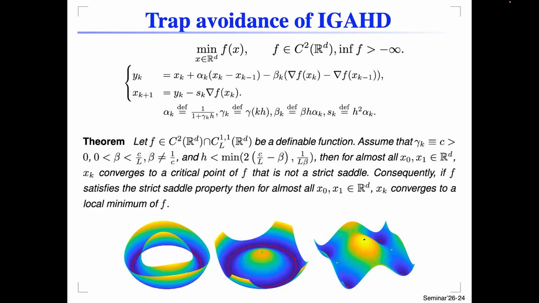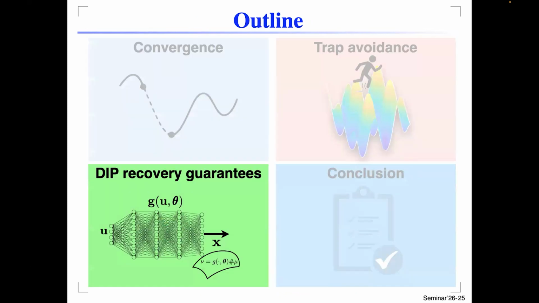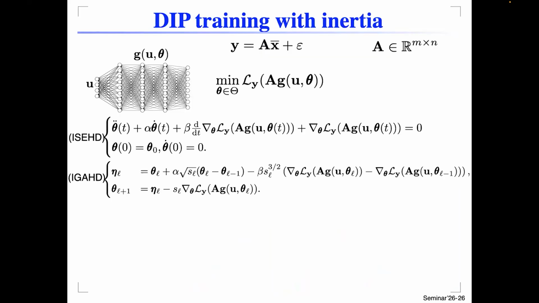So I don't know if you know this type of functions. Are there people familiar with phase retrieval? So phase retrieval is reconstructing an object only from the magnitude of its Fourier transform. Okay, so this is very popular in physics, for instance, and typically this is the kind of function that we encounter. Okay, let's apply this to the deep inverse prior, and then we're going to be done.